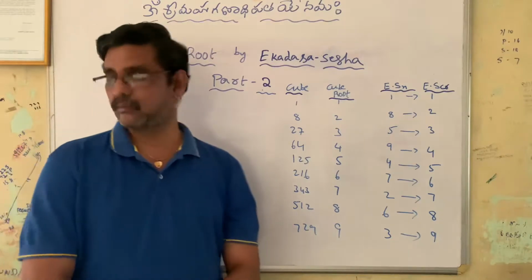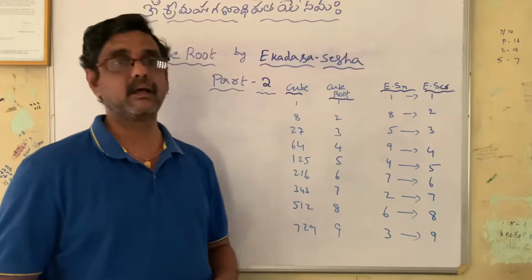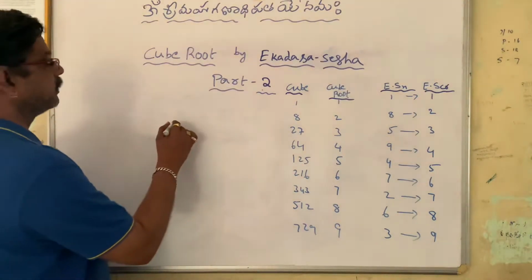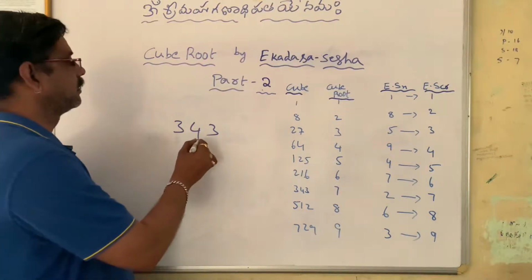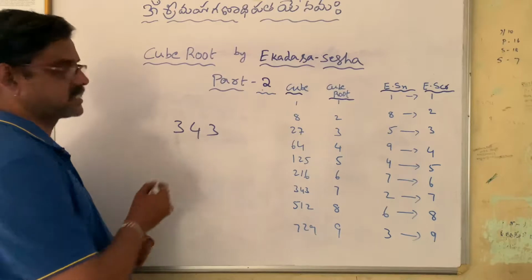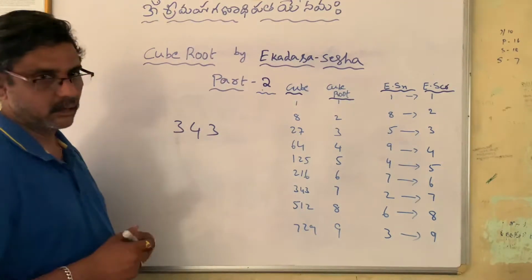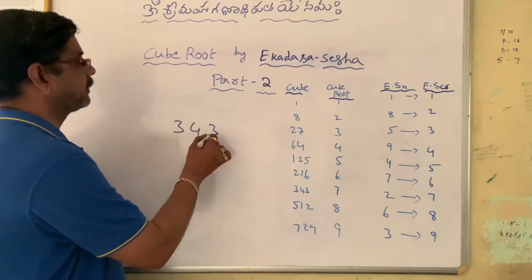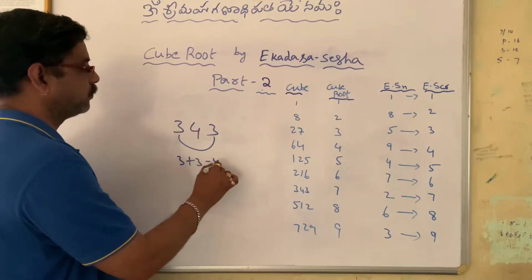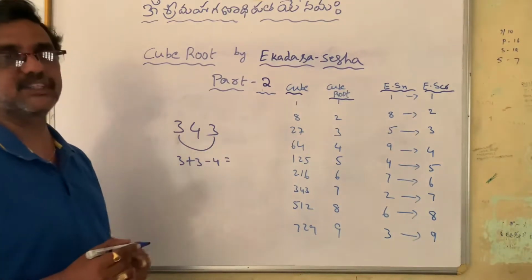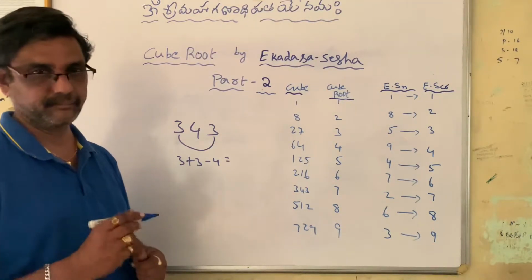We know the divisibility rule for the number 11. Suppose there is a number 343. Now we need to test the divisibility rule for this number. How to do it? We add the digits alternately like this: 3 plus 3 minus 4. If the result is either 0 or a multiple of 11, then the whole number is divisible by 11.